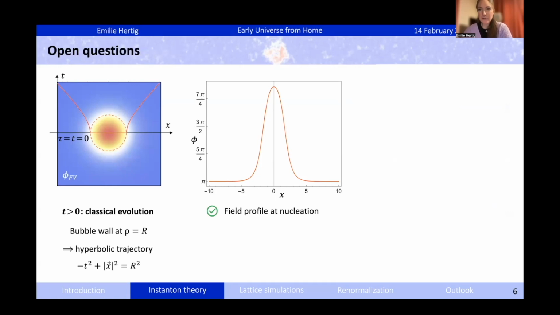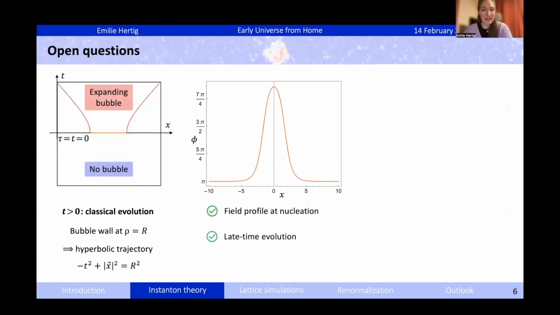So the instanton formalism gives us both an estimate of the late time evolution of the bubble, and it also provides an estimate of the decay rate, which is the probability of a bubble nucleating within a certain amount of time. But there are several really important things that it does not tell us.